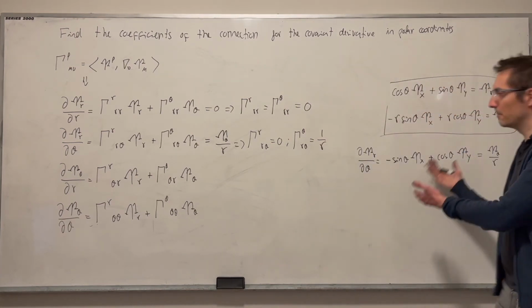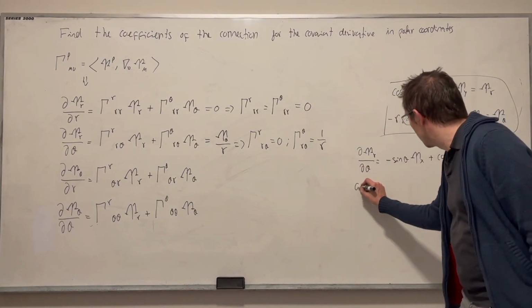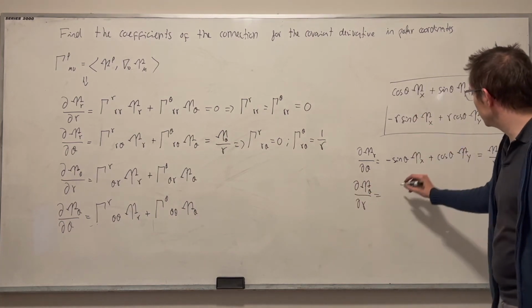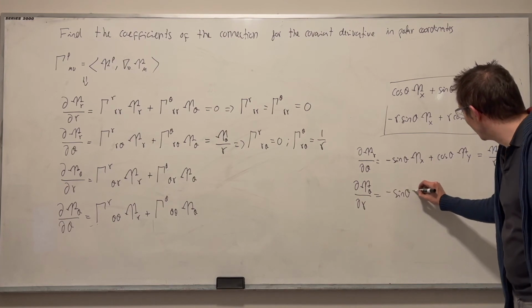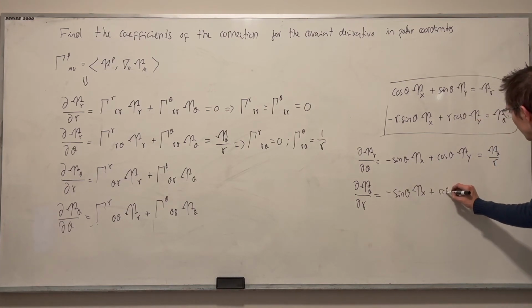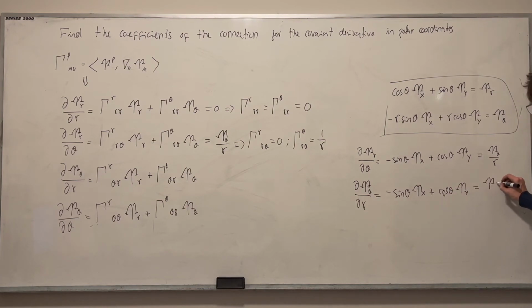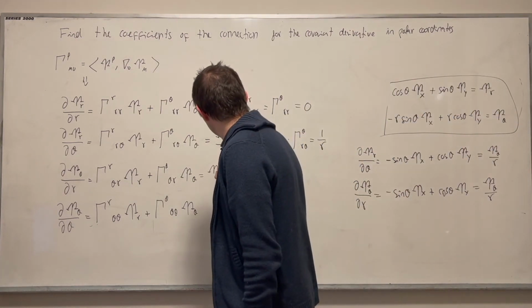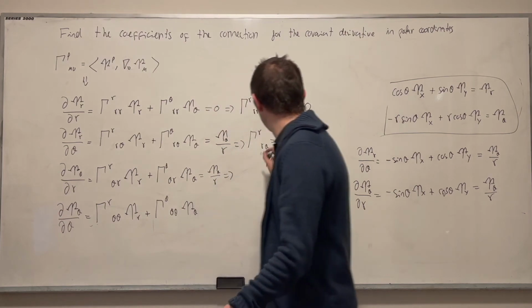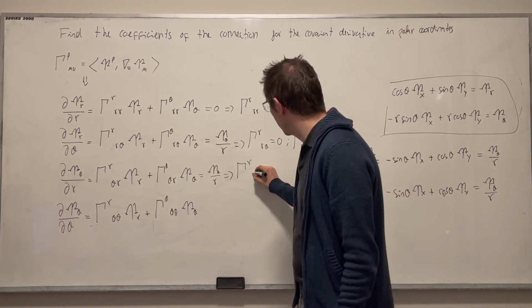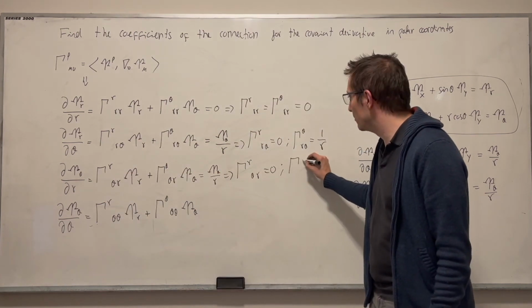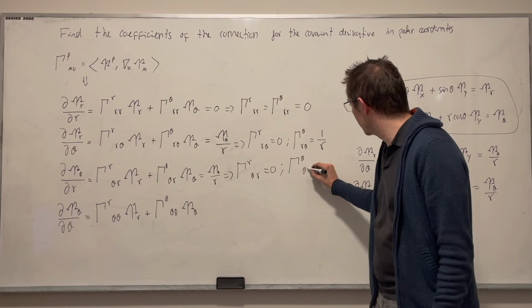All right, by comparison, let's compute partial epsilon theta with respect to r. That's pretty easy. That gives me minus sine theta epsilon x plus cosine theta epsilon y, right? Which is exactly the same thing as before: epsilon theta divided by r. So the coefficients of the connection, gamma theta r r, is 0, there's nothing multiplying epsilon r, and there's 1 over r multiplying epsilon theta.